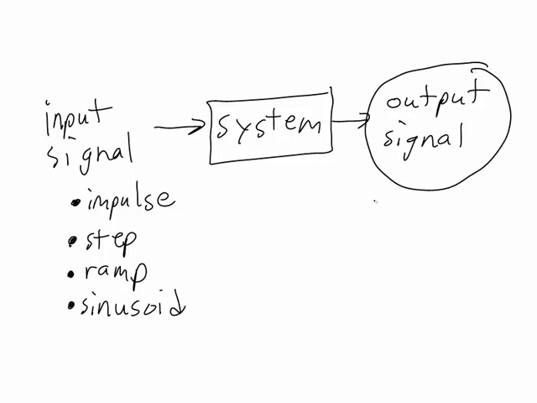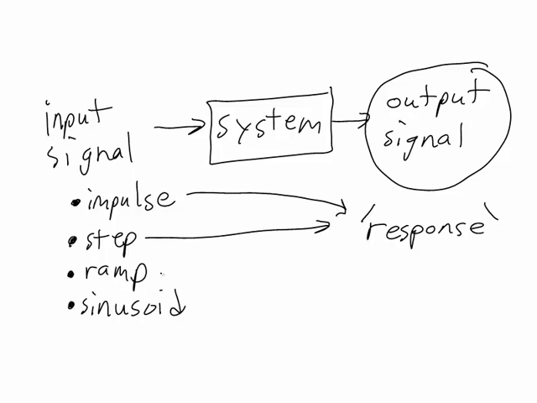An output signal also has another term. Sometimes it's called a response. The system response will be different depending upon the input, and we can look at these different kinds of responses by matching the response to the input. In other words, we can look at a system's impulse response, its step response, its ramp response, or its response to a sinusoid, which has a different term. It's called the forced response.